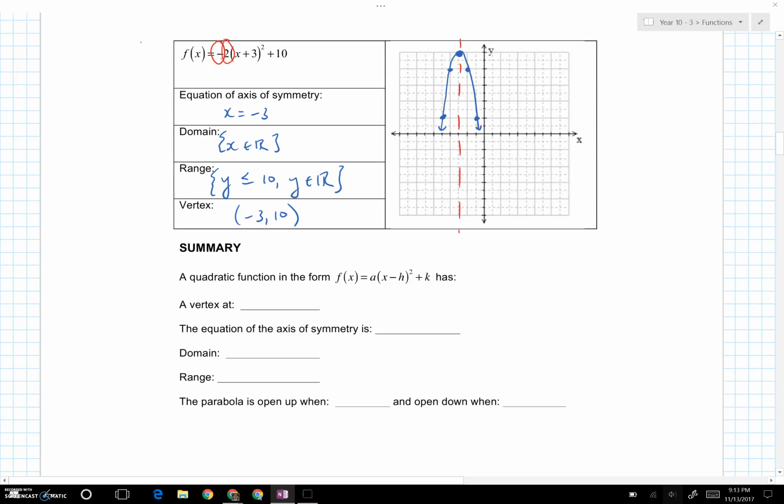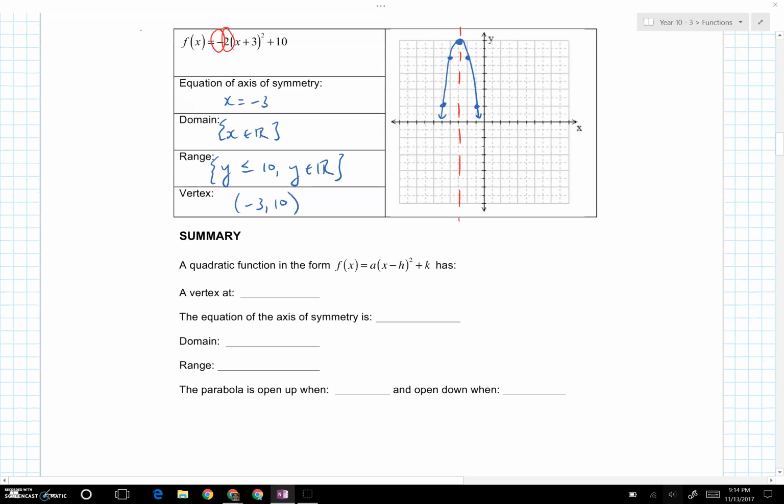Because my stretch factor is a factor of 2, instead of going 1 over and 1 down, I'm going 1 over and 2 down on either side. Instead of going 2 over and 4 down, I'm going to go 2 over and 8 down again on either side. Here's my beautiful parabola.